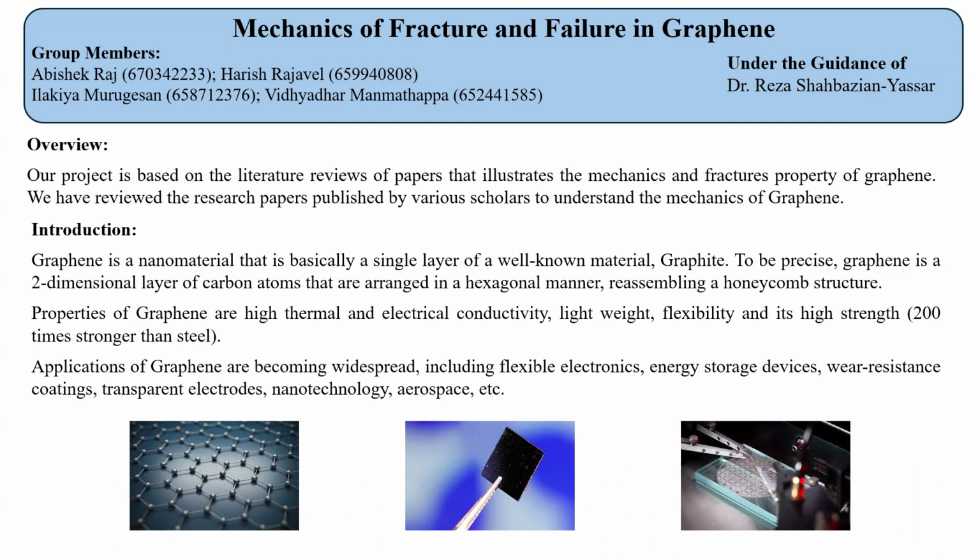So to start off, we'll say what is graphene. Graphene is basically a single layer of carbon atoms. From the material we are well aware, which is graphite. So in other words, it's basically a two-dimensional material because it's just a single layer and we don't have a third dimension. And we can see it has a honeycomb structure.